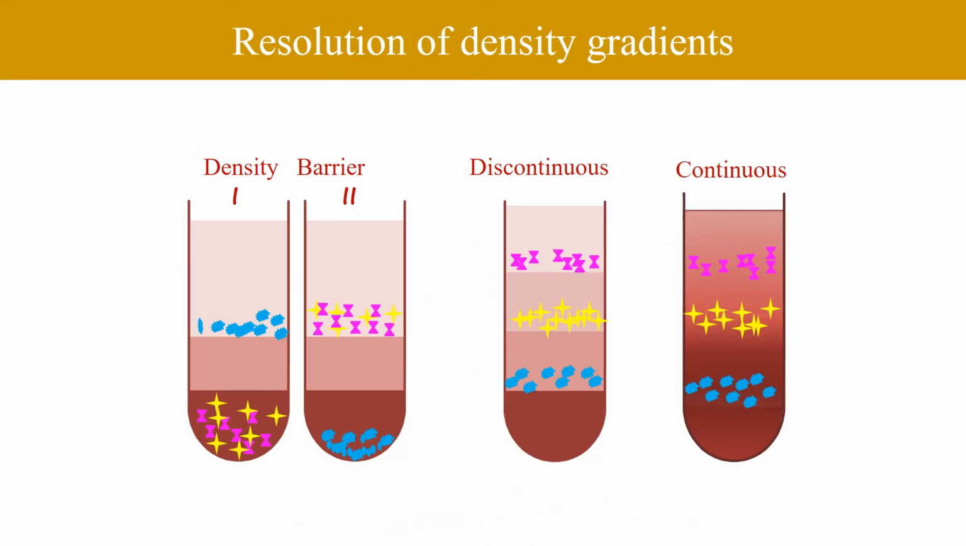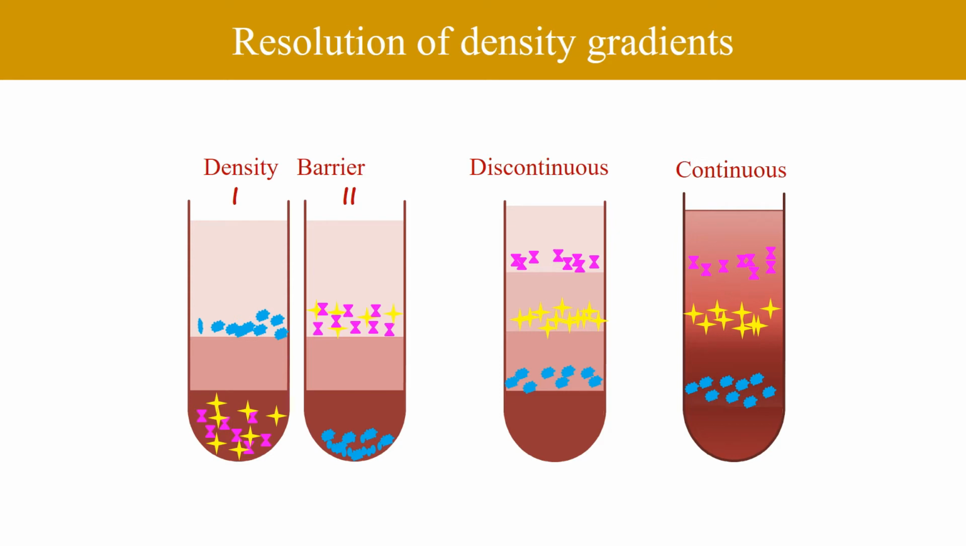So let us look at the resolution of a density gradient. Let us take first of all the density barrier, that is the first two figures. In a density barrier, because of its very nature, it tends to produce very sharp bands of material at the interface or at the meniscus, or it will form a pellet. Continuous gradients, look at the last figure, are likely to provide the highest resolution. The bands may be very broad because the particles can be very heterogeneous, and harvesting these particles can be less easy. It will be very difficult.